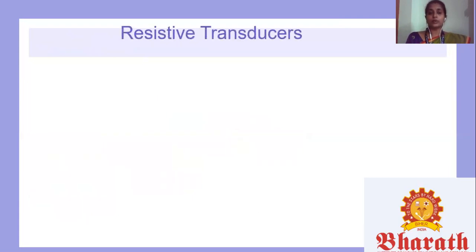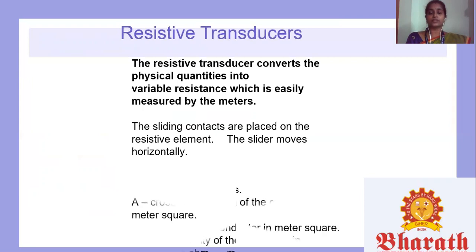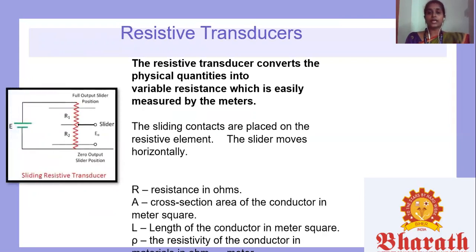Next, we can see the resistive transducers. Resistive transducers are those in which the resistance changes due to a change in some physical phenomenon like environmental effects. They can also be used for measuring various physical quantities like temperature, pressure, displacement, force, vibration, etc. The change in resistance is measured by AC or DC measuring devices.